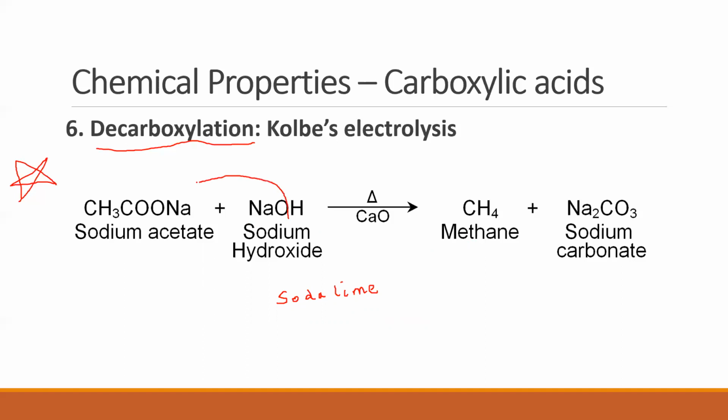Now how is it removed? NaO will take away COONa to become Na2CO3. So NaO from sodium hydroxide and COONa from the acetate, the sodium salt, is removed as sodium carbonate. In place of COONa, who gets substituted? Hydrogen gets substituted, giving us methane. Clear? So this is what is obtained when you start with sodium acetate.